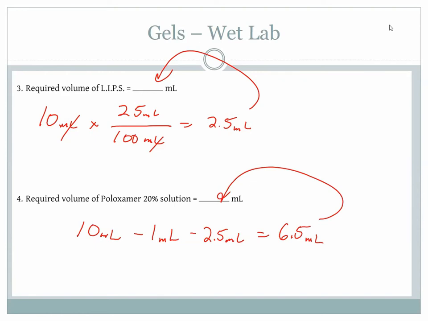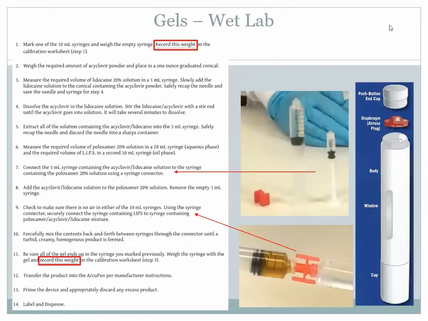There you have it. So in your compounding record, you're going to have 0.1 grams of acyclovir powder, 1 milliliter of lidocaine 20% solution, 2.5 milliliters of lips, and 6.5 milliliters of your Poloxamer solution. Okay, so that's pretty much all of your amounts.